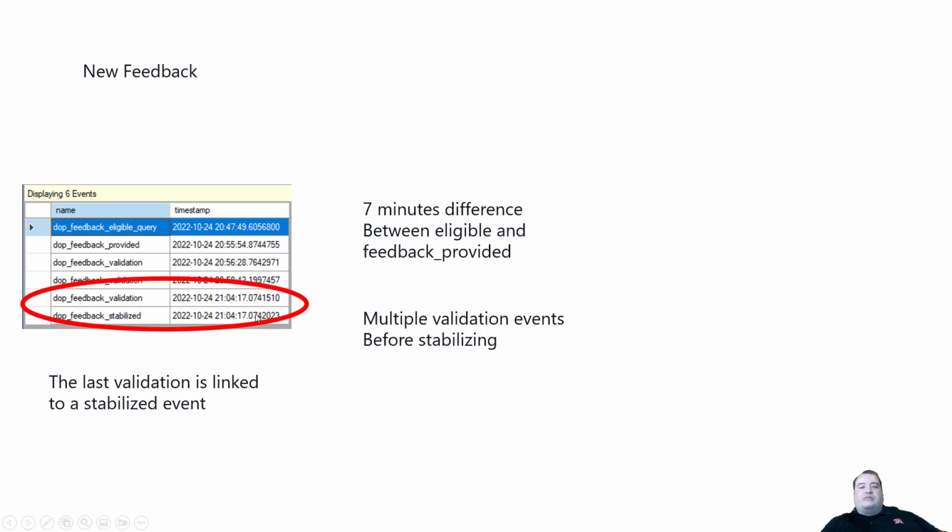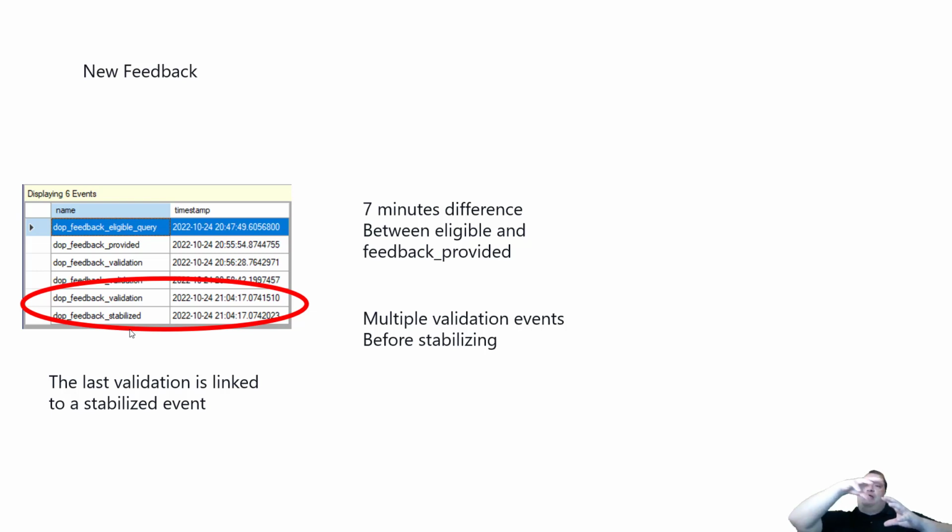So the last validation event triggers the DOP feedback stabilized. The query is stabilized and will use the feedback. The feedback is only persisted inside Query Store after this stabilization, when the stabilized event happens. This happens for a new feedback.